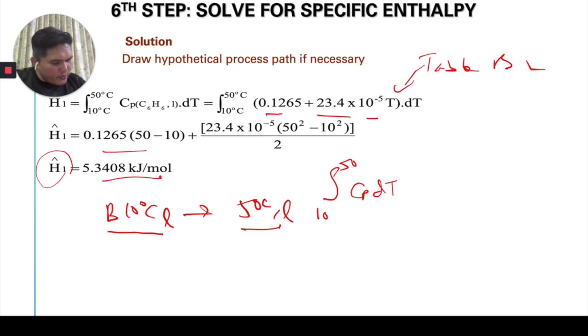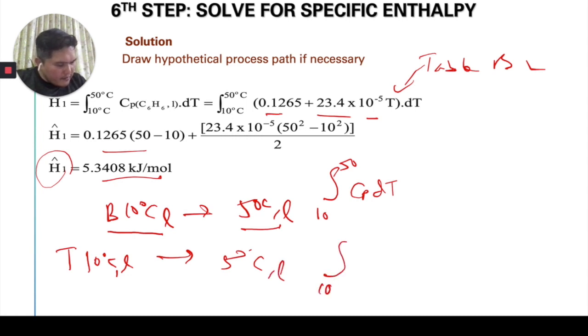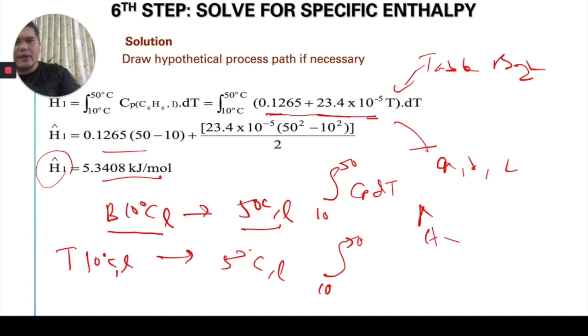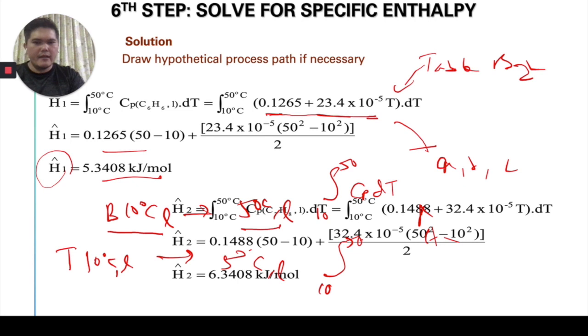Similarly, for your delta H2, which is for toluene, you also take the reference state at 10 degrees Celsius in liquid state, and it also changes to 50 degrees Celsius in liquid state. So again, you can do the integral of CpdT from 10 to 50, but of course the Cp values are different because you need to refer to table B2. Then you will get the coefficients A, B, C, etc. in table B2, substitute into it, and you'll be able to get your delta H2. So that is quite straightforward. This is what I've given to you.